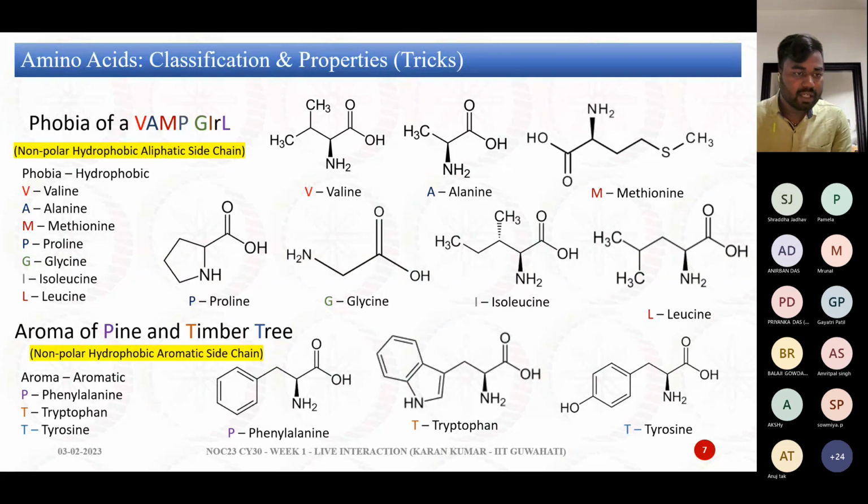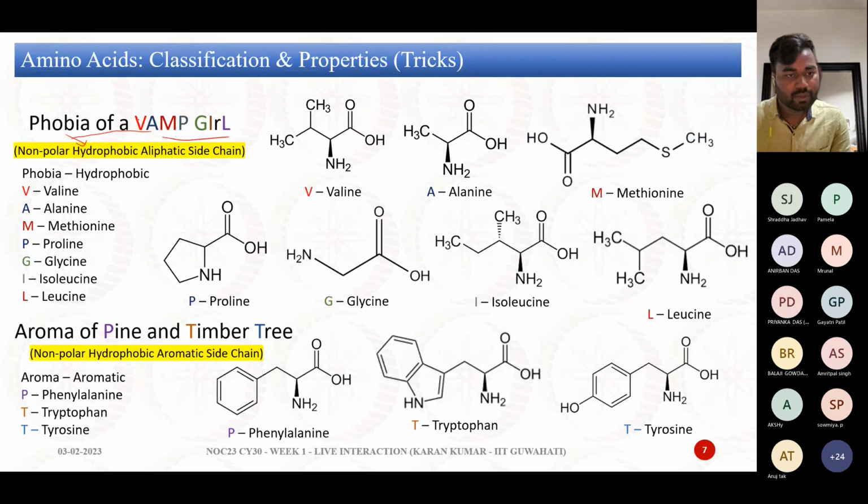So to remember the non-polar hydrophobic aliphatic side chains, you can remember a trick: a phobia of a vamp girl. As it suggests, you can remember it as a girl who has a phobia of a vamp girl. Okay, phobia represents hydrophobic. This technique is to remember the non-polar hydrophobic aliphatic side chains.